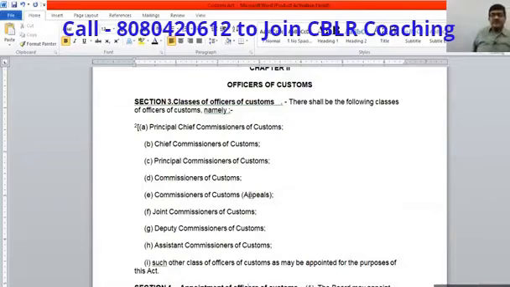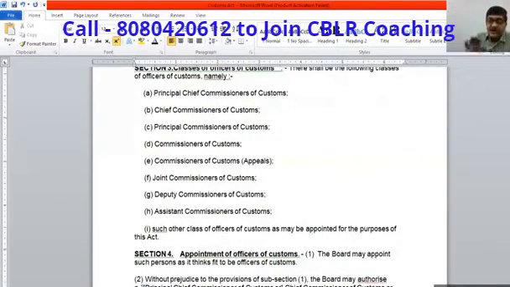Section 3 says classes of officers. These are not the designation. These can also be the designation, right? Like principal commissioner of customs, principal chief commissioner, then chief commissioner, principal commissioner, then commissioner, commissioner appeal, joint commissioner. These are the classes, or you can say categories of officers. These may or may not be the designation, right?